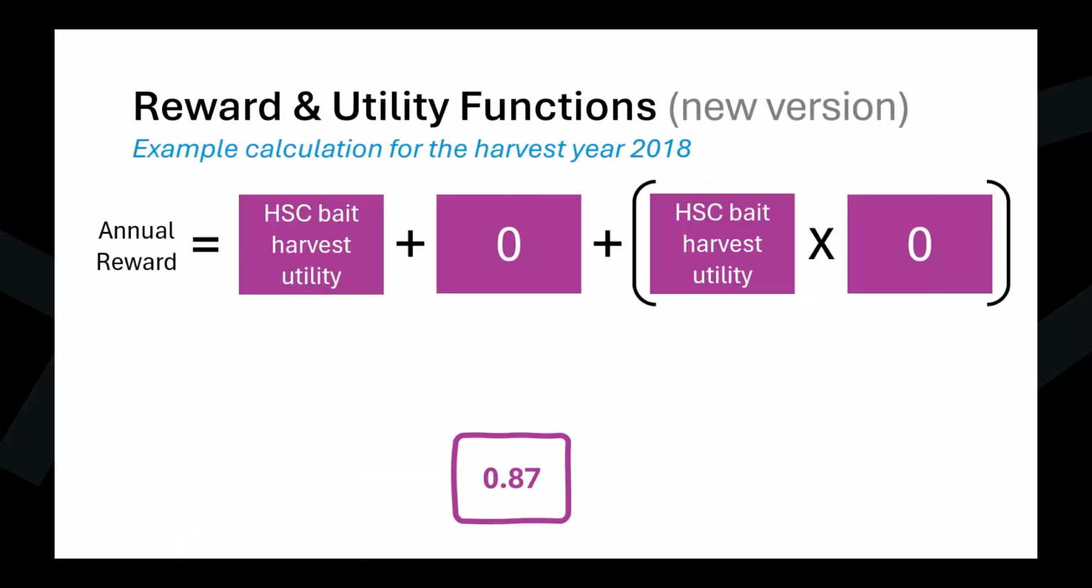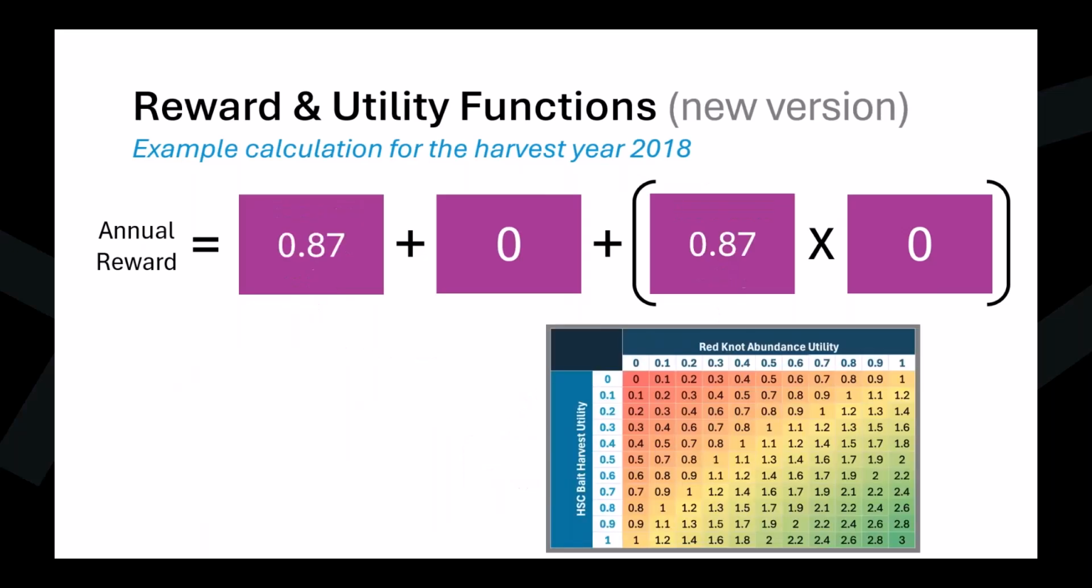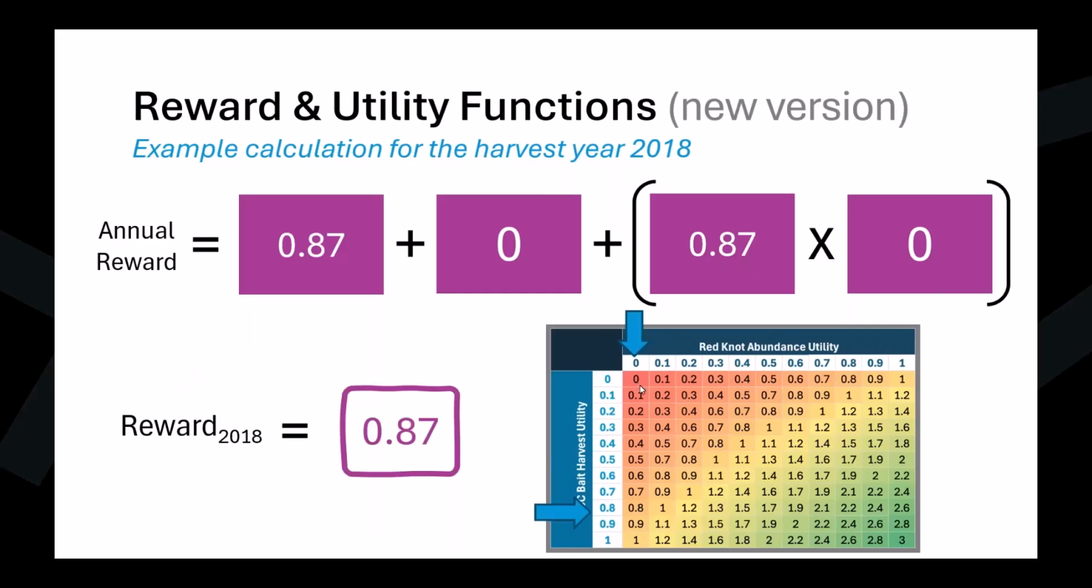So pretty high. We're pretty satisfied given our utility function. And so to locate that on the range of possible values here, remember 3 is the maximum for our reward, 0 is the minimum. And I think this comes up here. We've got 0 for red knot utility, 0.87 for horseshoe crab utility, and that ends up being 0.87 for the reward. So we're pretty far from our goal of 3.